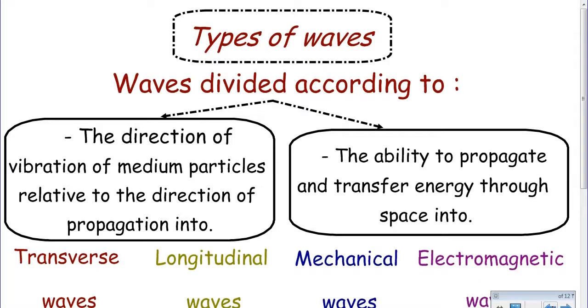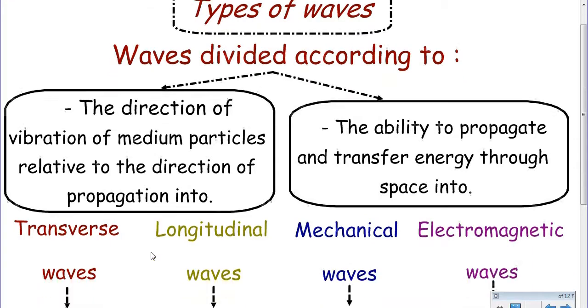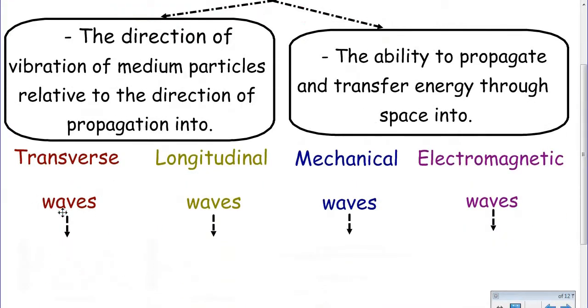Okay, but we have many types of waves and we can divide them into four main types in this lesson according to two main factors. The first factor is the direction of vibration of medium particles relative to the direction of wave propagation. And we can classify the types of waves according to this factor into two main types. The first type is called transverse waves, and the second one is called what? Longitudinal waves.